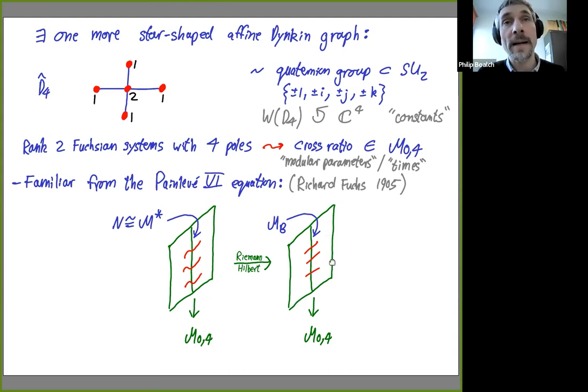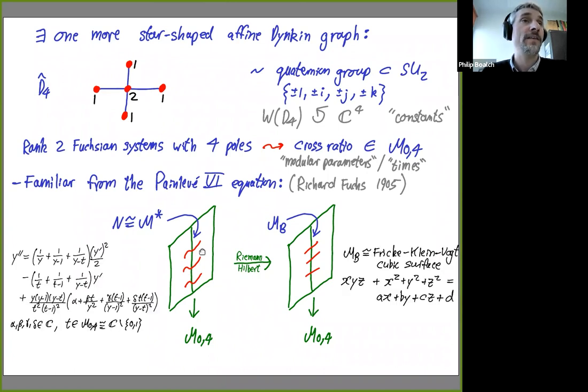And on the Betti side, you can identify the nearby fibers by saying that they have the same representation of the fundamental group. This is the Betti version of the isomonodromy connection. And you can pull that back and get an interesting algebraic differential equation here, the Painlevé 6 equation that looks like this. And you can describe the Betti spaces.